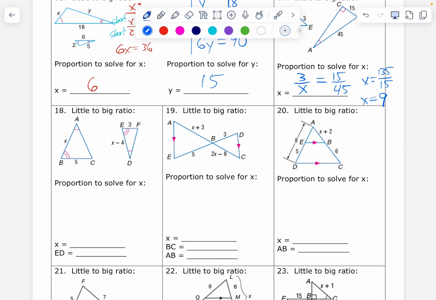Braden, how about you? Will you set up this one? Yeah, do you feel ready to do that? Maybe. I don't know if this will be right, but I did 3 over x minus 4. All right, I'll start writing 3 over x minus 4 equals 5 over x. What do you guys think? Does that look good?